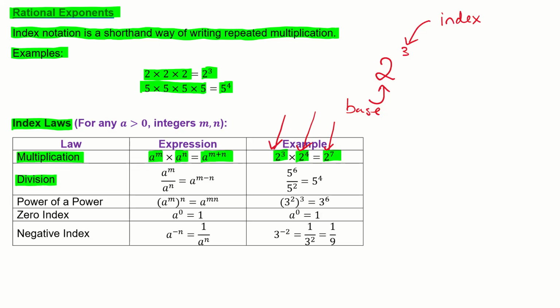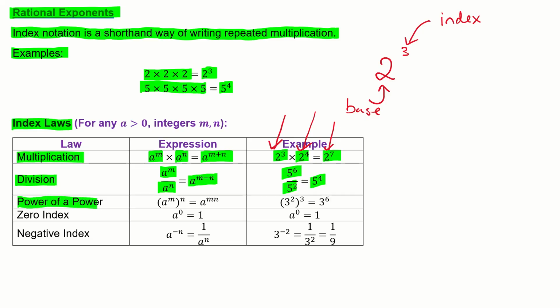Upon division, a to the m divided by a to the n, we subtract the indices. Note once again the base a is the same throughout. So 5 to the 6 divided by 5 squared is 5 to the power 4.